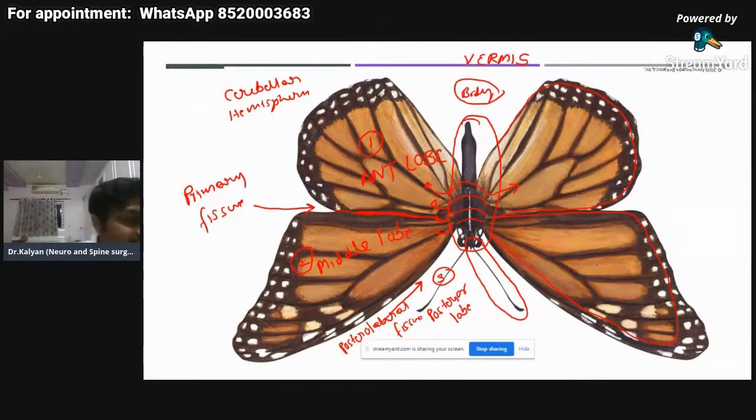I'm waiting for your answers. Try to visualize this butterfly again. The cerebellum is exactly like this butterfly. If you understand this butterfly, you can say that nearly 50% of the cerebellum is done. Have you understood this picture of the butterfly? Have you understood what is the vermis? Reply yes if you have understood.